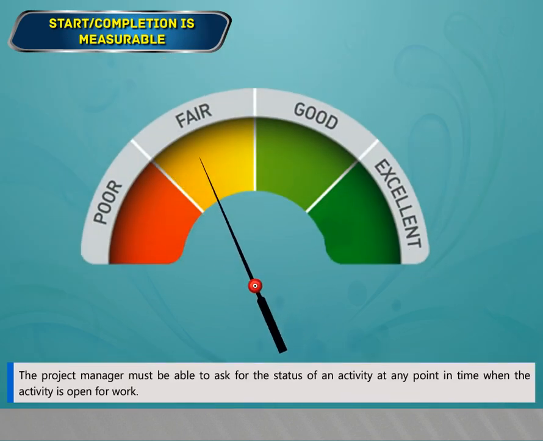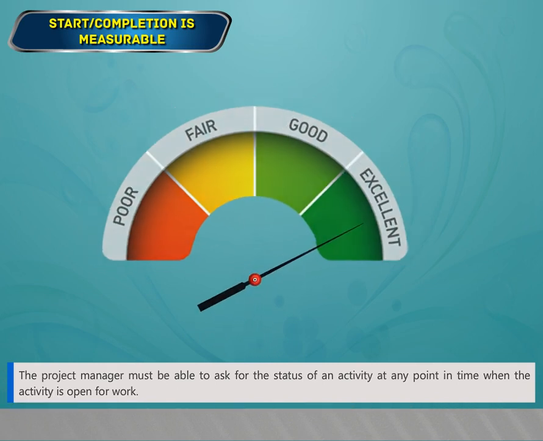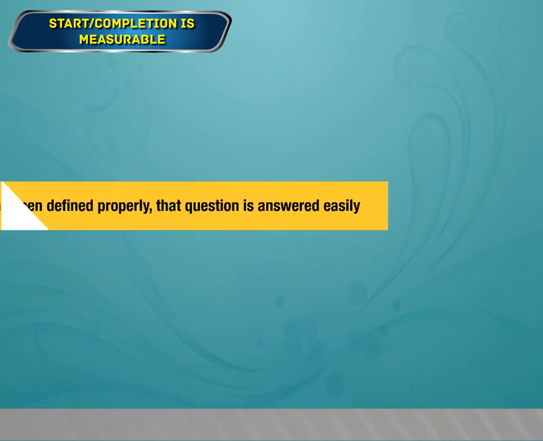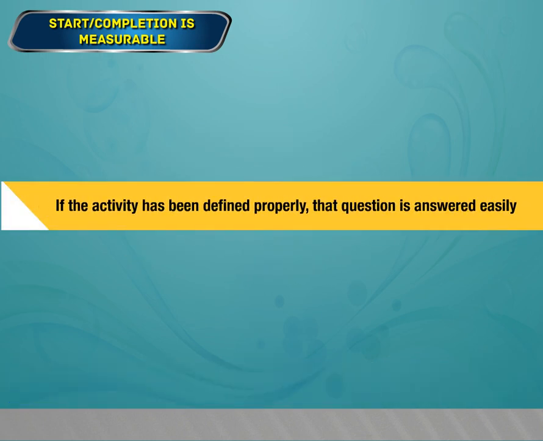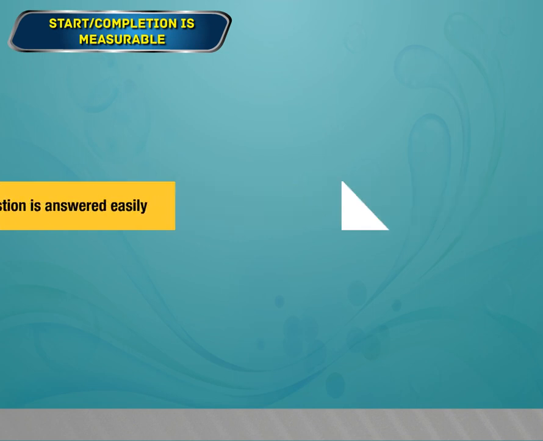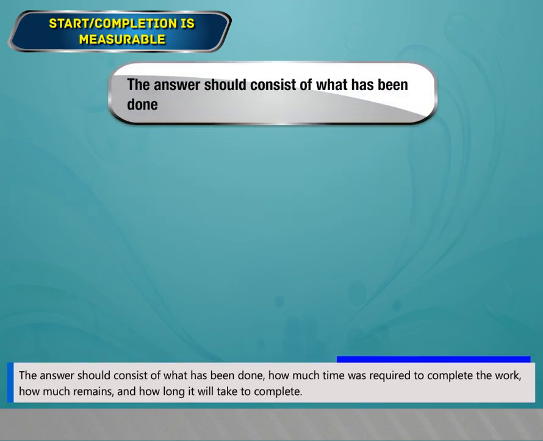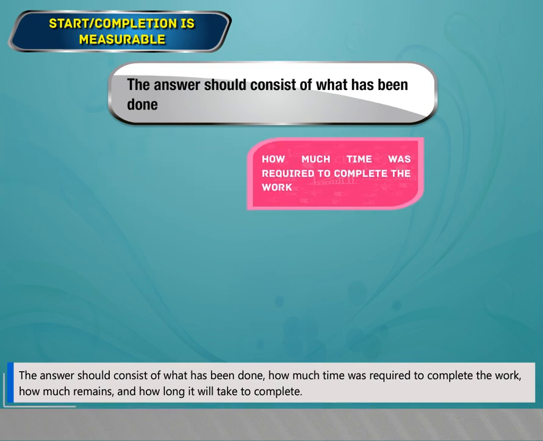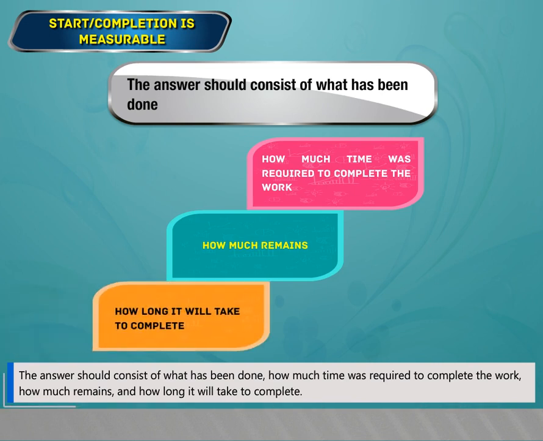Start or completion is measurable. The project manager must be able to ask for the status of an activity at any point in time when the activity is open for work. If the activity has been defined properly, that question is answered easily. The answer should consist of what has been done, how much time was required to complete the work, how much remains, and how long it will take to complete.